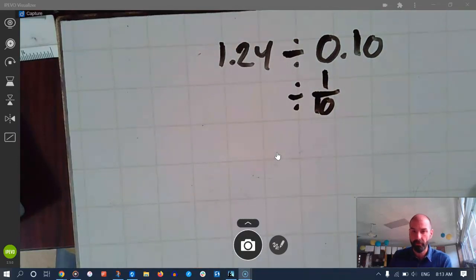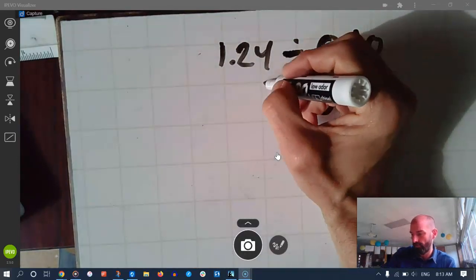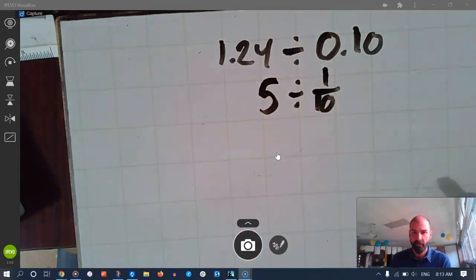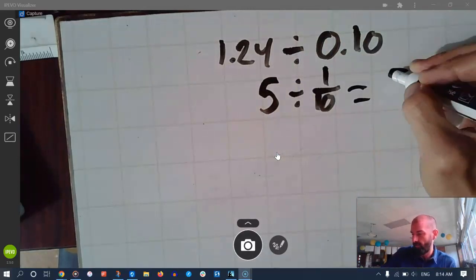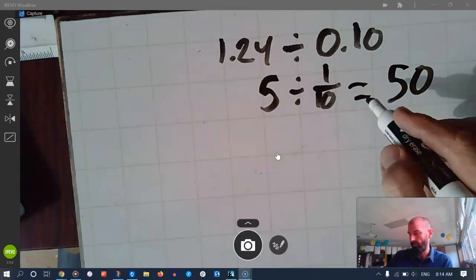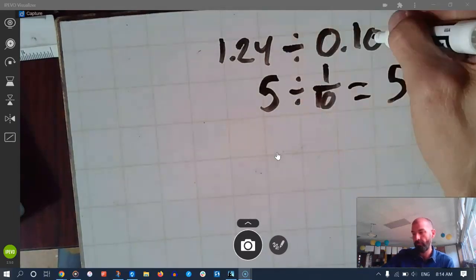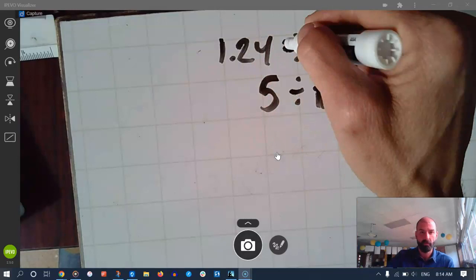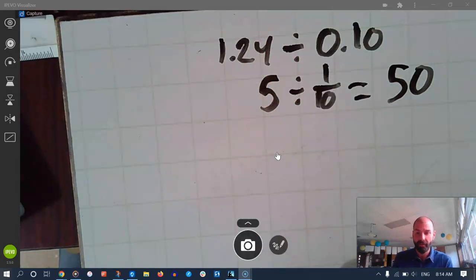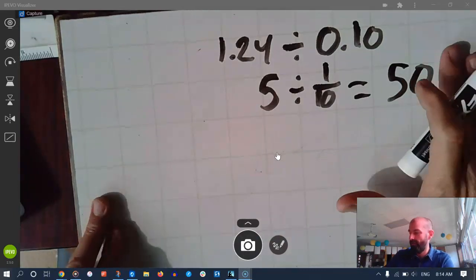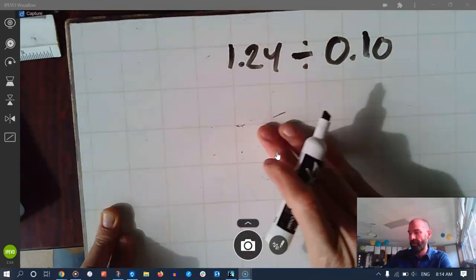And if you go back to when we looked at whole numbers and we had 5 divided by 1/10, we were thinking about how many tenths are in 5, and that gave us a larger answer of 50. Right? So how many tenths are in 5? Well, we're doing the same thing here. How many tenths are in 1 and 24/100? So our answer is going to grow, but it's going to grow by a power of 10. How much? By 1 power of 10.